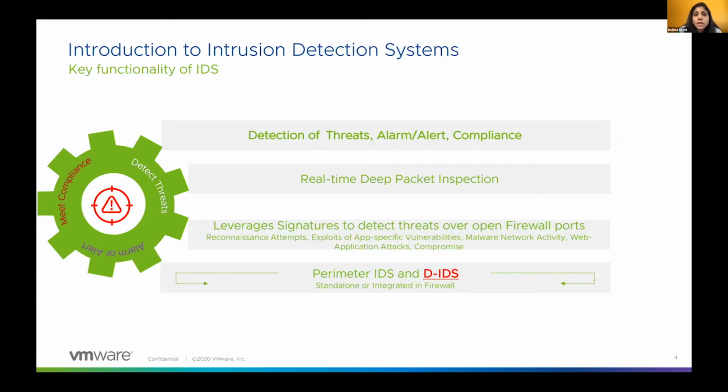The third one is compliance. IDS assures business enterprises that their compliance is being met. It gives greater visibility to the network, and the logs also ensure that certain compliance requirements are being met. IDS does real-time deep packet inspection using signatures to detect threats over the firewall ports. It can be installed as a standalone, or it can be integrated with the firewall.